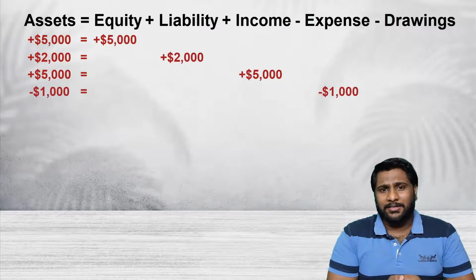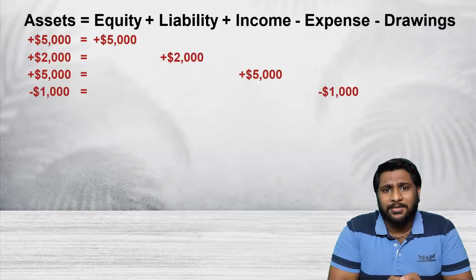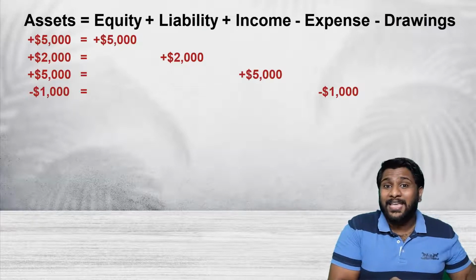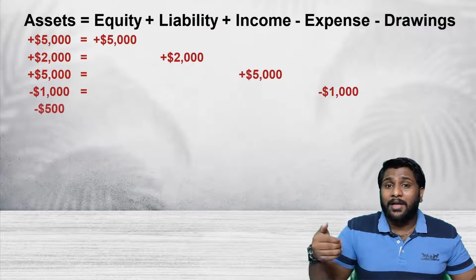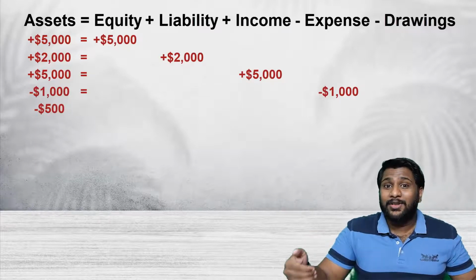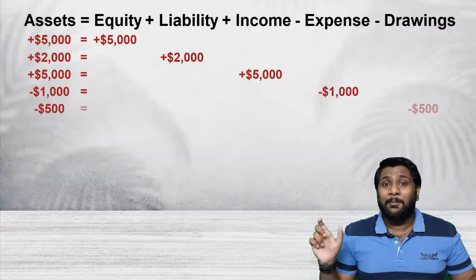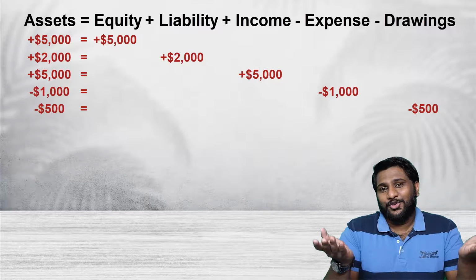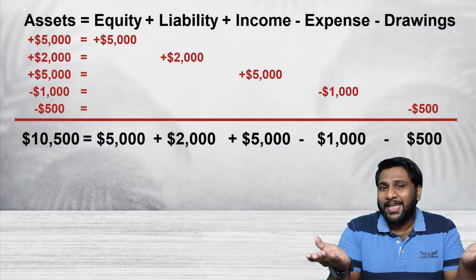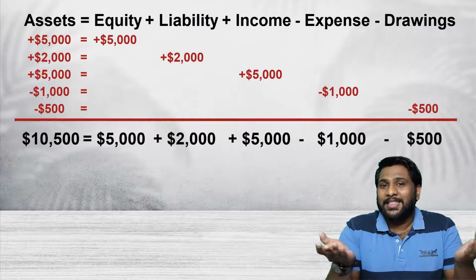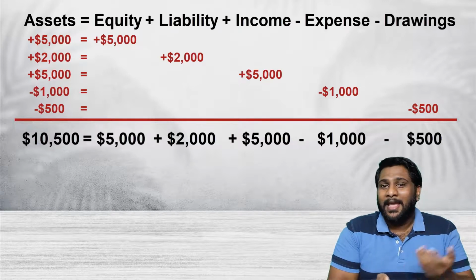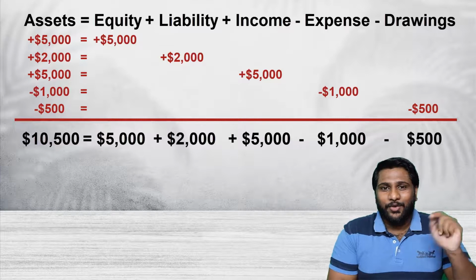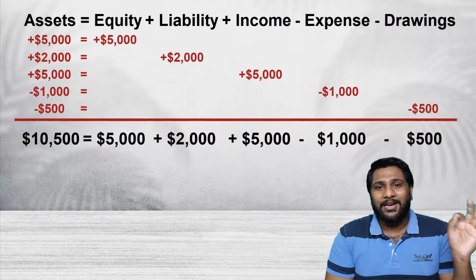And another transaction, Peter took 500 US dollars from the business. If Peter takes 500 US dollars from the business, what will happen? The business cash asset will get decreased. From the other end, drawings will reduce the equity. So again, minus 500 on both sides. So the basic and expanded accounting equation is that simple. What you have to remember: assets equals equity plus liability. Income will increase the equity, expenses and drawings will reduce the equity.